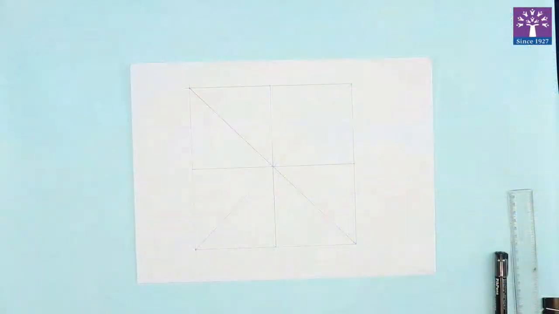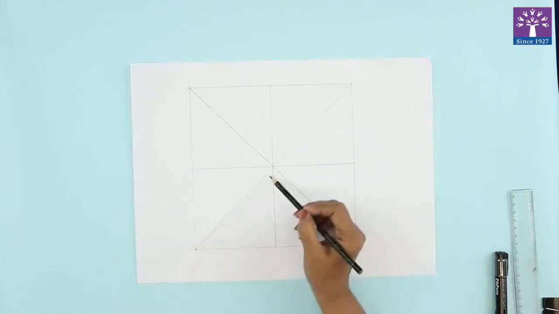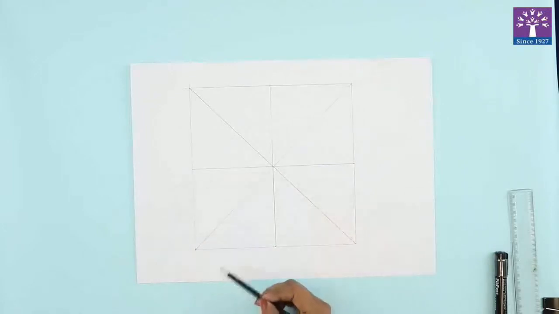Hello friends, our today's activity is symmetrical name design. In your art book, you will see on the right hand side page, you have a pre-drawn square which is divided in 8 equal parts. You will write your name in one of these triangular parts, any one of the triangular parts that you want.